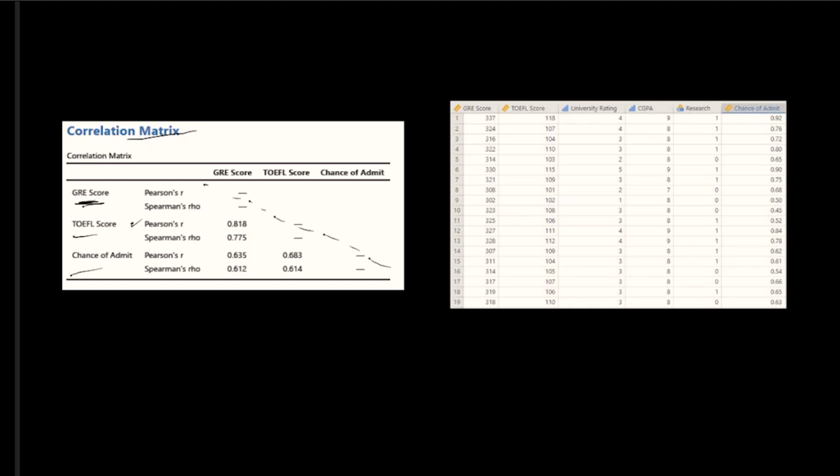I calculated both correlations, the Pearson and the Spearman's. If you remember, Spearman's is used in the case where you don't have a normally distributed variable. So the TOEFL score to the GRE has an 81% correlation value, but 77 in terms of Spearman's. An obviously strong relation. Then the chance of admission with the GRE score was 63, Spearman's was 612. The chance of admission related to the TOEFL, having a good TOEFL score, is 68%. So you could see from here that the TOEFL score and GRE score seem to be quite strongly correlated. I mean, the one who got a higher GRE is most likely to get a higher TOEFL score, which quite makes sense.